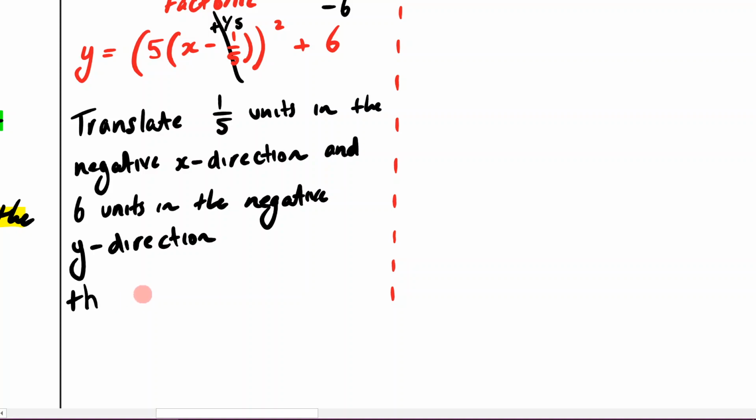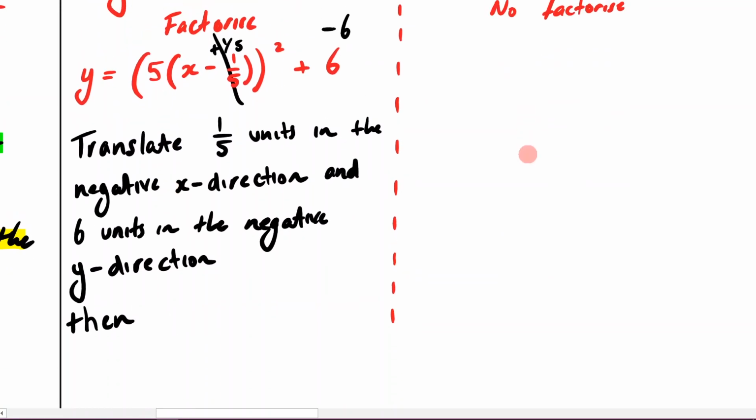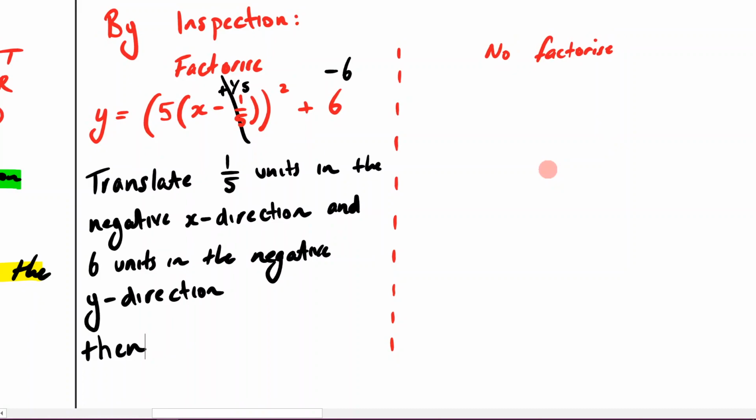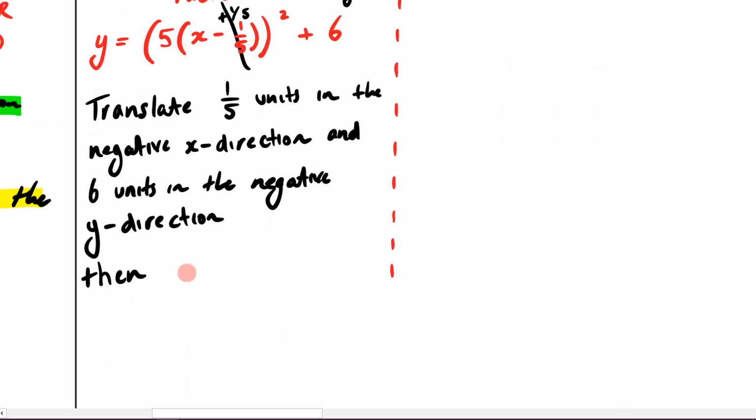Once I've done that, I have dealt with my translations, then I'm going to deal with this 5 here. Now this is where it can get confusing a little bit, and why I recommend you do it by the method instead of doing it by inspection. What's this 5 doing? This 5 is causing a dilation of 1 on 5 from the y-axis. So if I want to undo that, I'm going to have to perform a dilation by a factor of 5 from the y-axis, right? So I'm going to then dilate by a factor of 5 from the y-axis.